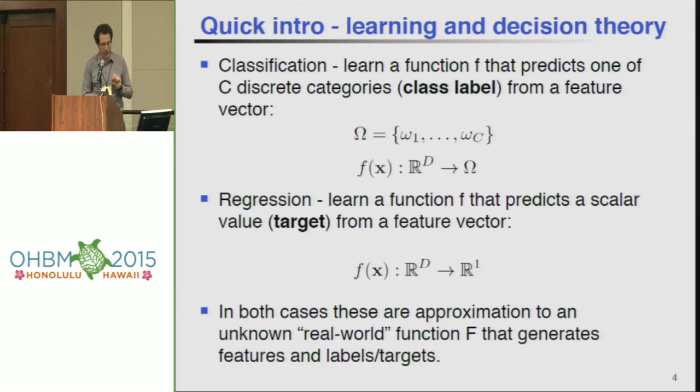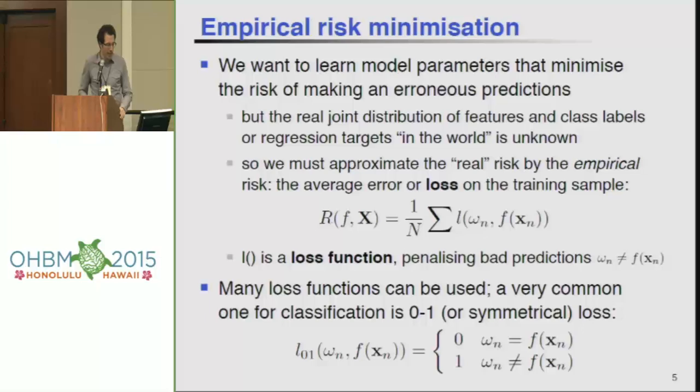The only information we have about the function is the data and the labels that it produces. So since we cannot have access to this ideal function, what we have to have is an approximate function. And one way that people doing machine learning like to talk about this is risk. The risk you're taking when you're doing classification, for example, is the risk of making a wrong prediction. So you're trying to minimize this risk.